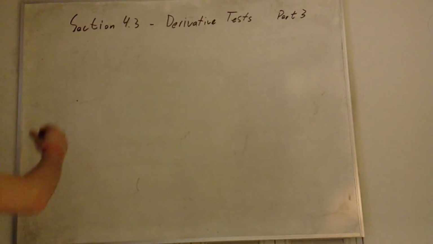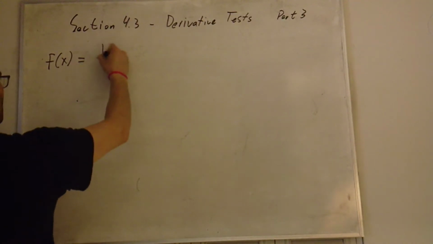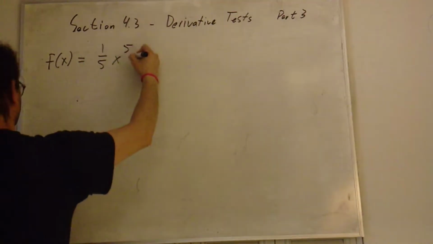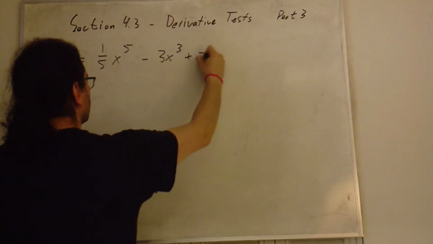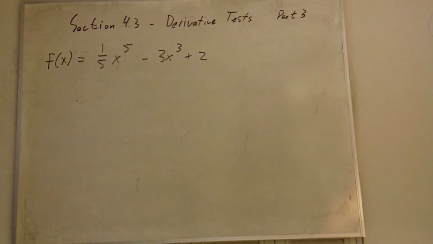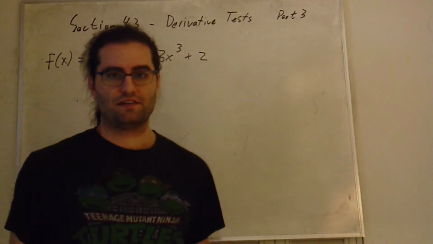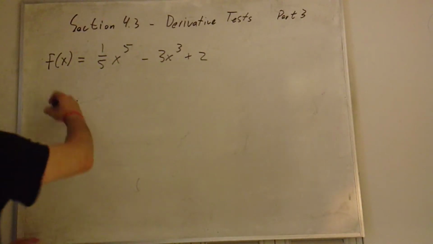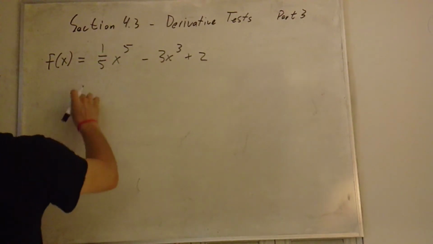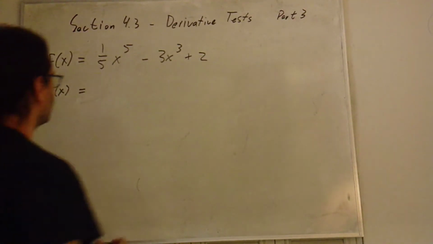Second example should be f of x equals 1/5 x to the 5th minus 3x cubed plus 2. So, once again, the larger question I am asking is identify maxima and minima. So we need to start that with a first derivative set equal to 0 to find the critical points.